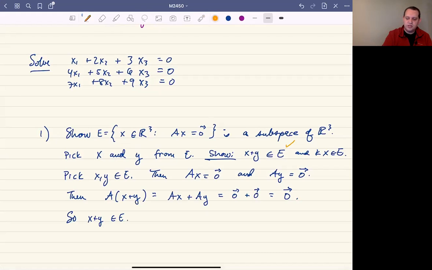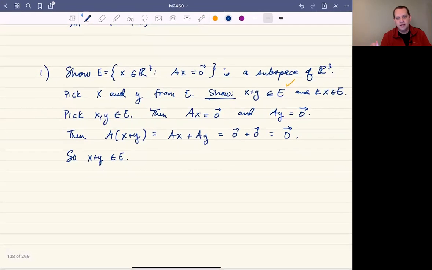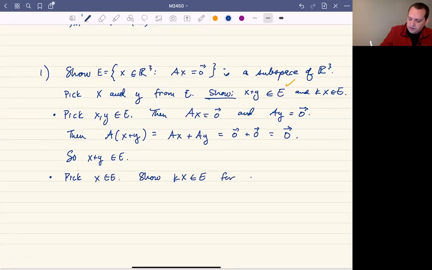The second thing we need to do is to show that if we scale any vector x, that's also in E. So our second step, we're going to pick the value x in E, and then we're going to show that k times x is in E for all real numbers k. So that's a bold R there for real numbers. So that's our next step. So let's start by picking x in E. In particular, we know that A times x is equal to the 0 vector.